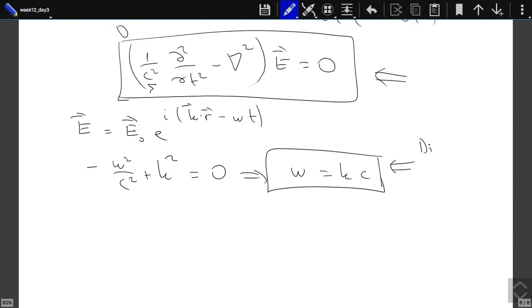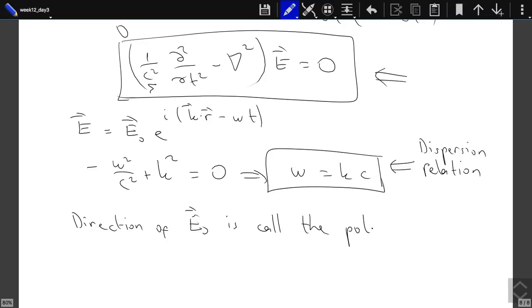This is also called the dispersion relation. Just remember your course on oscillations and waves. The relation between the frequency and the wave vector is what we call the dispersion relation. And the direction of E0 is called the polarization of the electromagnetic wave.